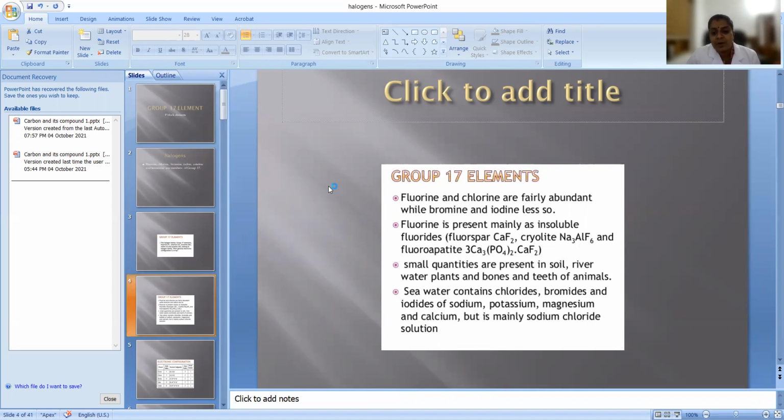Seawater contains chloride, bromide, and iodide of sodium, potassium, magnesium, and calcium. It is mainly sodium chloride solution. So actually, just understand all this. Okay, you can see the names: fluorspar, CaF2, cryolite, Na3AlF6, and fluoroapatite. What is the formula for this? This is important.